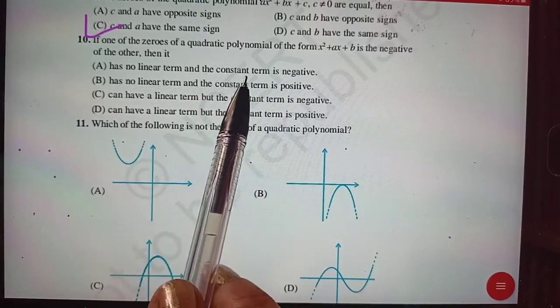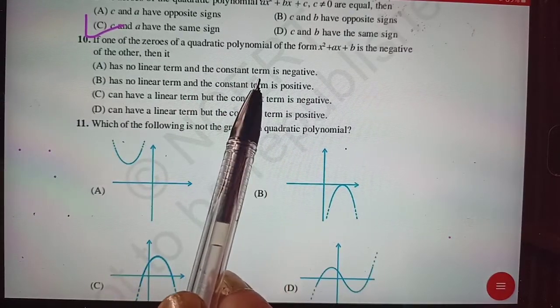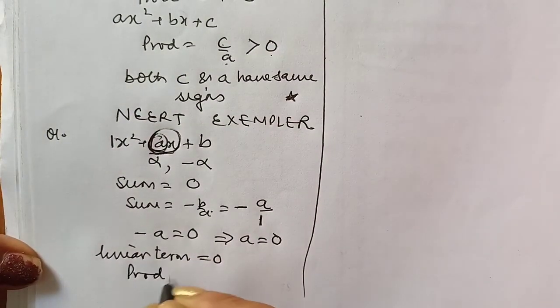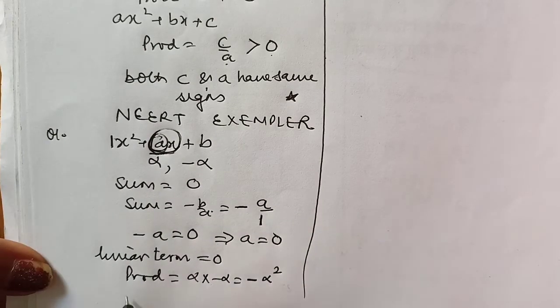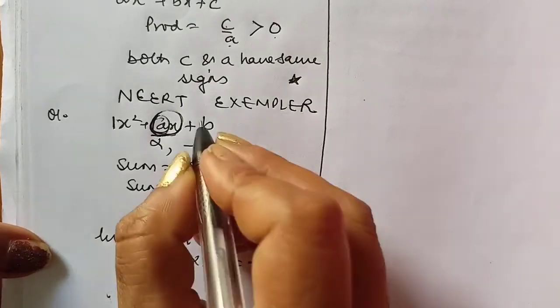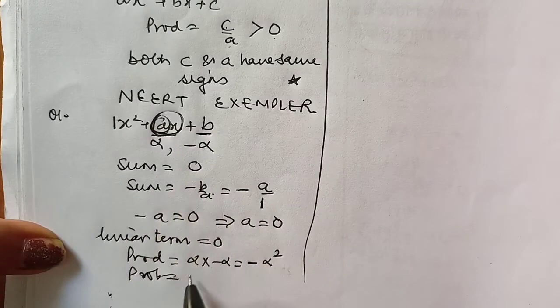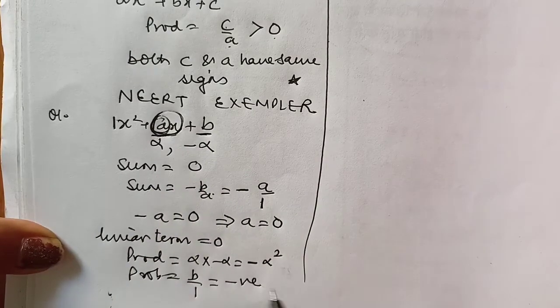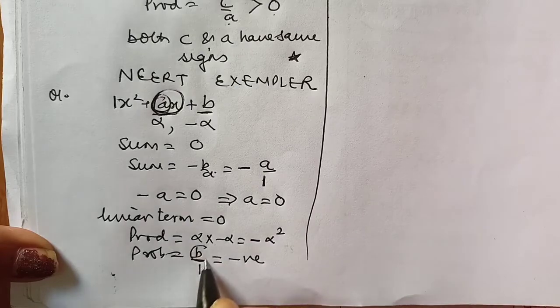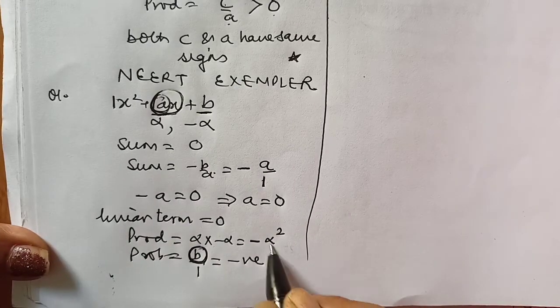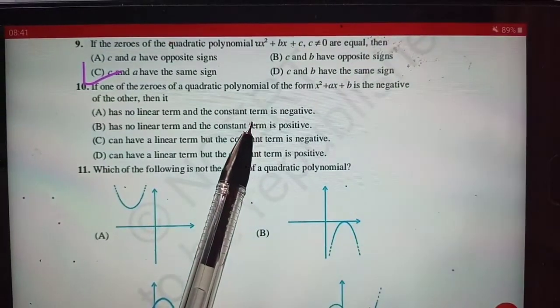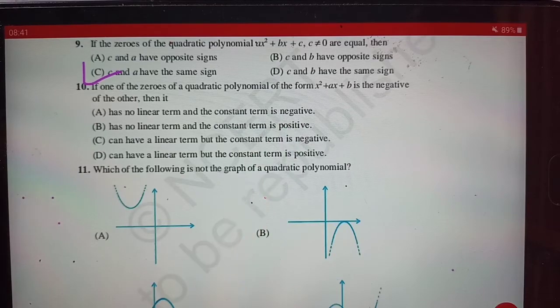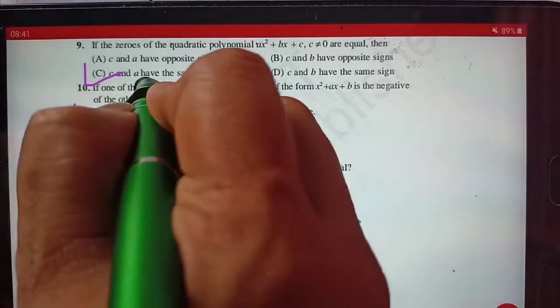But then about the constant term, again something is asked, whether the constant term is negative or positive. For that, let us work out the product. The product is alpha into minus alpha, which is minus alpha square. And the formula for the product is c over a. Here c is b, so b over 1 is equal to minus alpha square, which gives me b must be negative because this is alpha squared. So b must be negative. b means here the constant term. So this gives us no linear term and the constant term is negative. So we have reached option A.